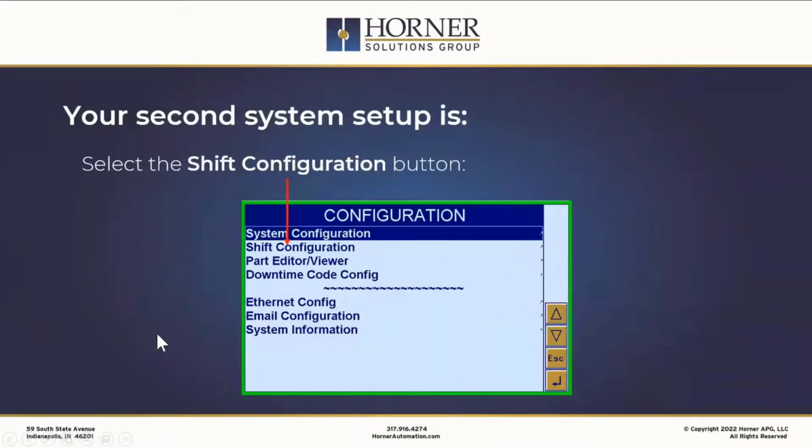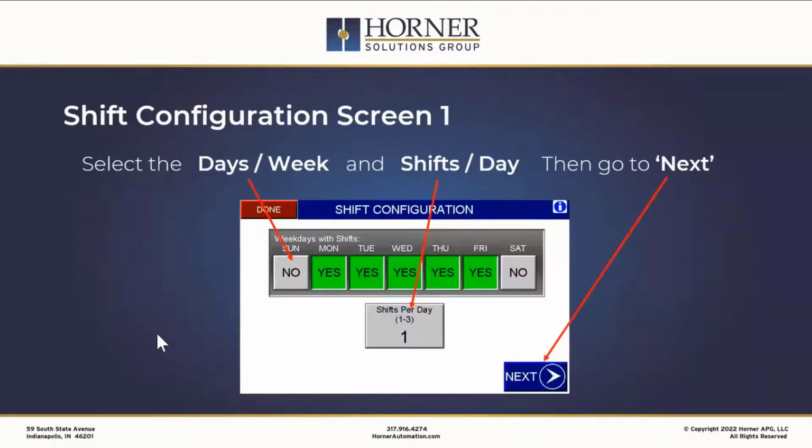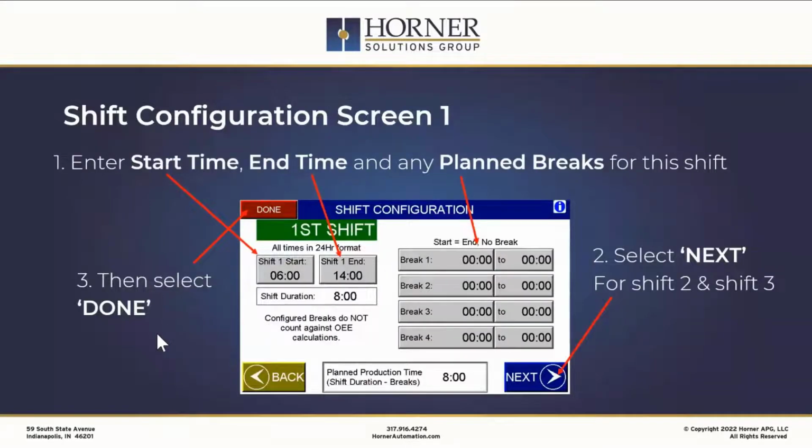The second part is to get into the shift configuration. And so this is where you get to pick which days of the week that work cell is operational and how many shifts per day is it operational. And if you click the next button, it then goes in and asks you to set in your start time, stop time, and break times. And then you can hit the next button to go to shift 2 and shift 3 and so on.